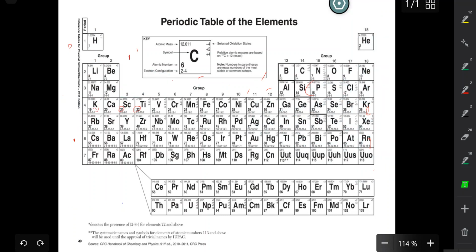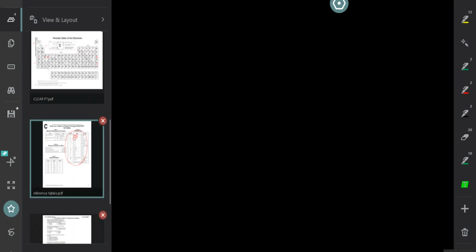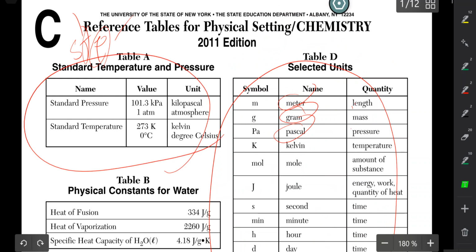Very important that we know the main phases of the elements at standard conditions. So here, what are standard conditions? Standard conditions, STP. STP stands for standard temperature and pressure. Standard temperature and standard pressure are here on table A. We usually use 1 atmosphere, and we usually use 0 degrees Celsius. However, you may sometimes have to use 273 Kelvin, and you may sometimes have to use 101.3 kilopascals. So these are the standard conditions.